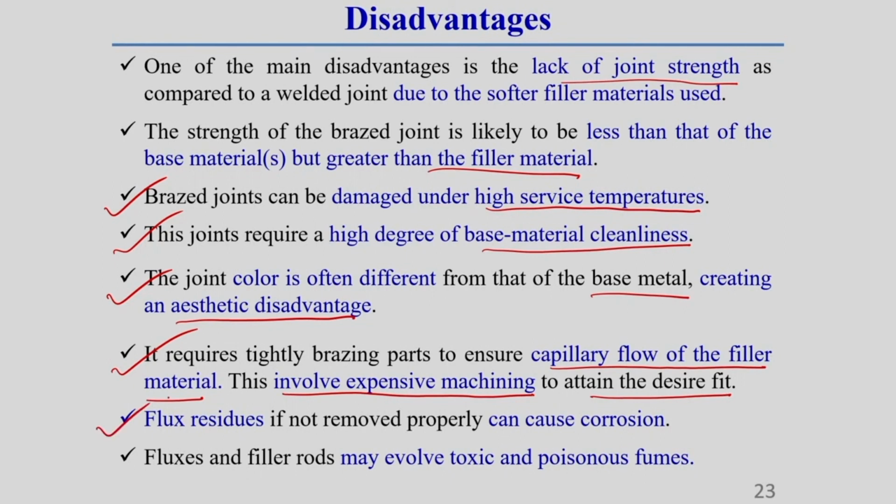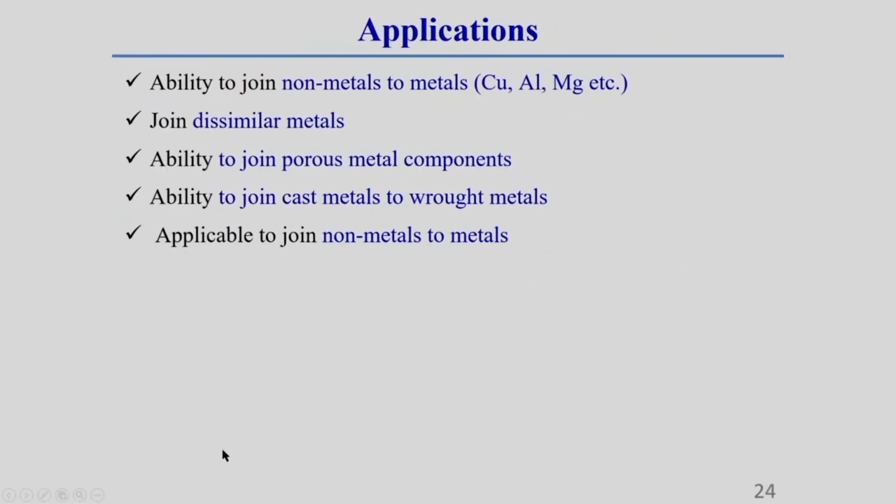And another thing, flux residue, if not removed properly, can cause corrosion. That is why we should remove the flux correctly. And another disadvantage is that flux and filler material can evolve toxic and poisonous types of fume. Now, the last point of the brazing process is its application.